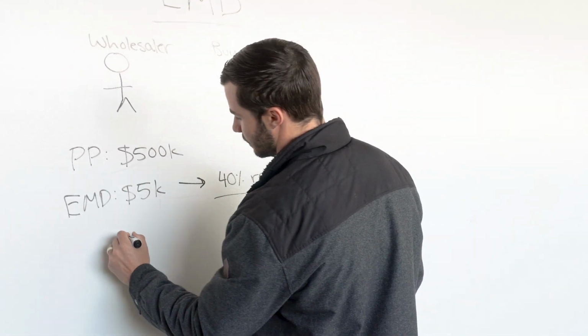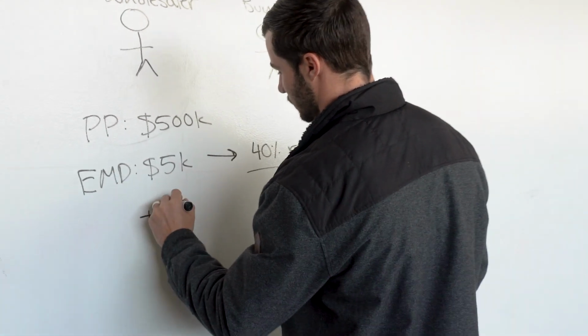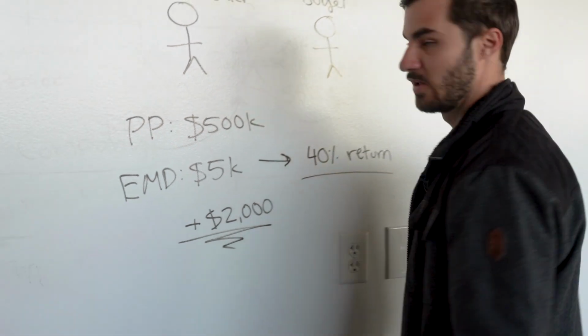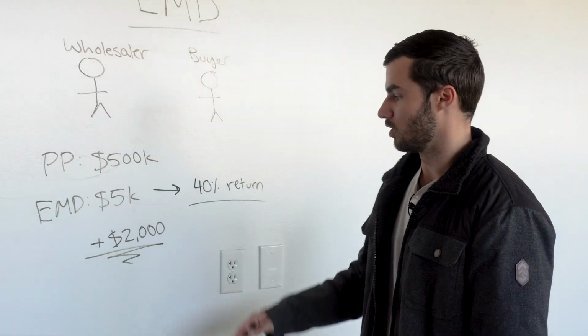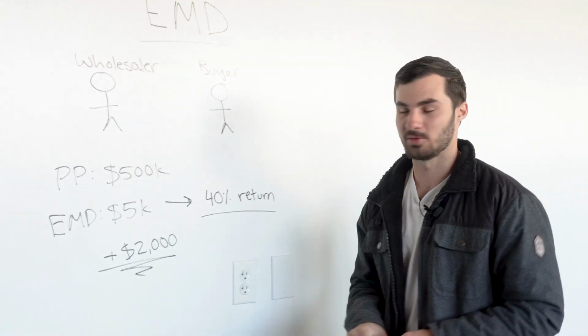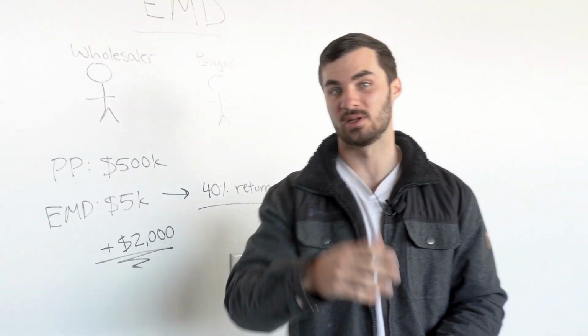So on this deal, we would be charging a $2,000 profit to fund that deal for them, okay? What you need to understand for earnest money deposits is what's the typical return? This is what I charge. It doesn't mean it's what you need to charge.